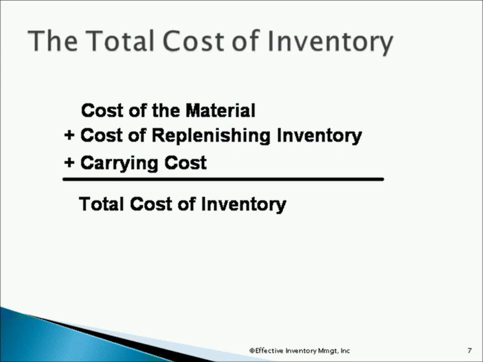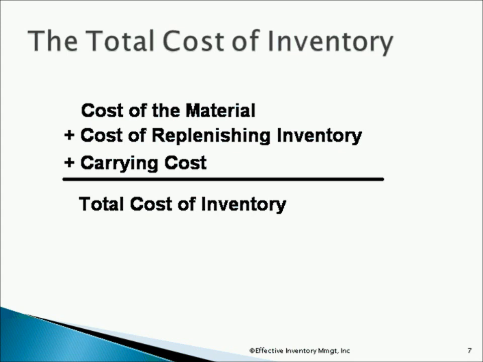You have the cost of replenishing inventory, your cost of issuing and receiving a purchase order line item from the vendor. How much does it cost you to buy? How much does it cost you to process the receiving paperwork? How much does it cost you to pay the vendor? Finally, we have the third cost, our carrying cost of inventory. How much does it cost you to maintain material in your warehouse before it can be sold or used? All three costs added up equal your total cost of inventory.